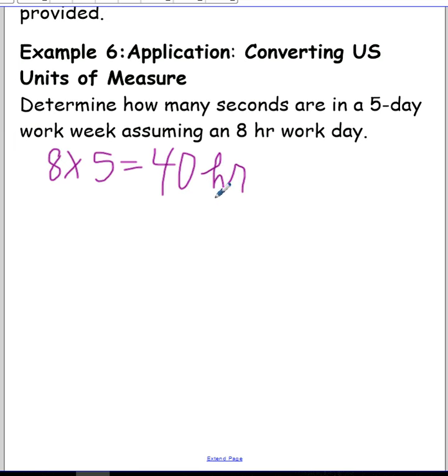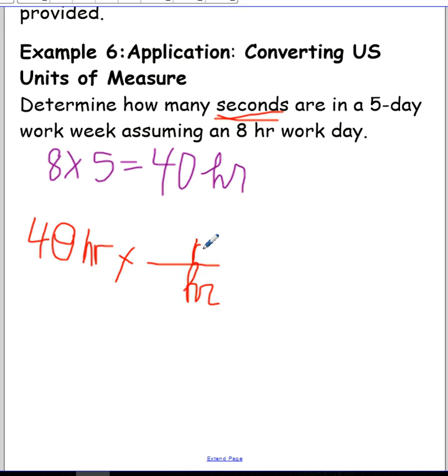We want to get from hours all the way to seconds. So we're actually going to need to use more than one unit fraction in order to get there. So if we take our 40 hours, we need to get rid of hours. So our unit fraction would have hours on the bottom. And I don't know how many seconds are in an hour right off the top of my head, but I know how many minutes are in an hour. So I'm going to start there. And so the equivalent would be 1 hour is 60 minutes.